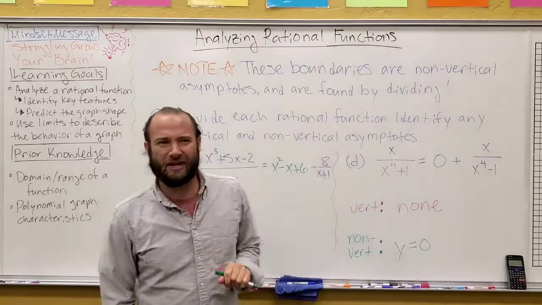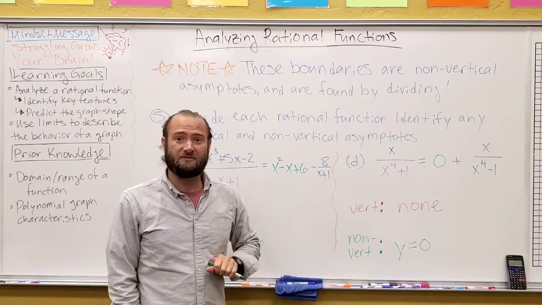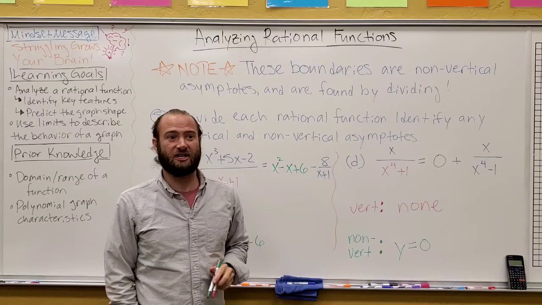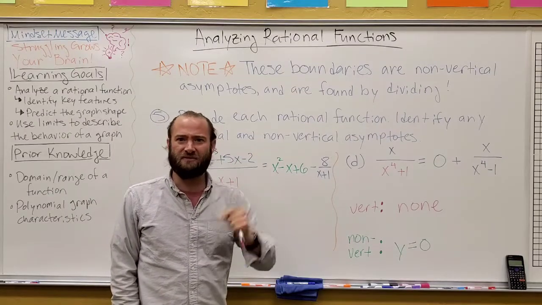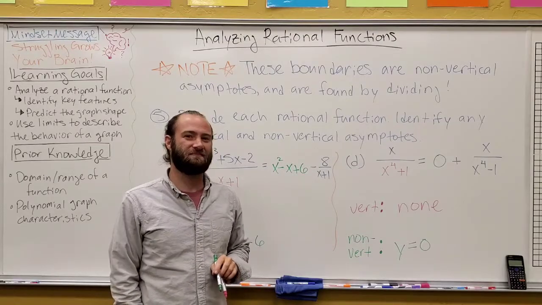Now we're really ready to take a look at just being given a rational function. Now you're ready to just be given a rational function and then analyze it a bit by finding its vertical and non-vertical asymptotes and then taking a guess at what the graph might look like.